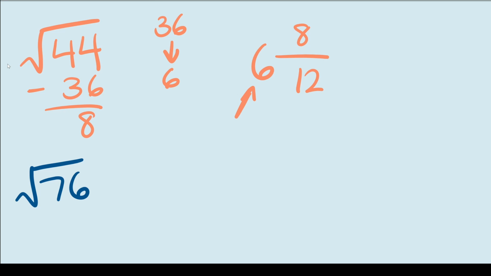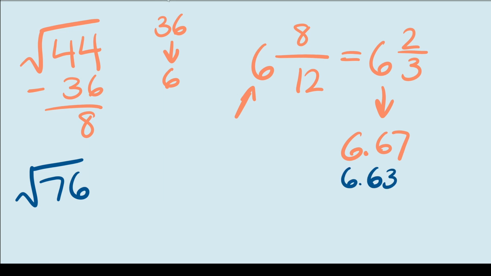We can simplify the 8 over 12 to 2 over 3. So that gets us 6 and 2/3, which is equivalent to about 6.67. Now that's pretty close to the real answer, which is 6.63. Now let's do the second one, the square root of 76.